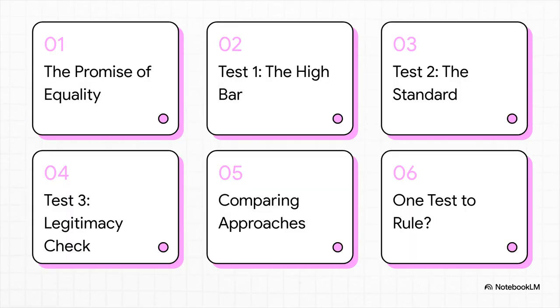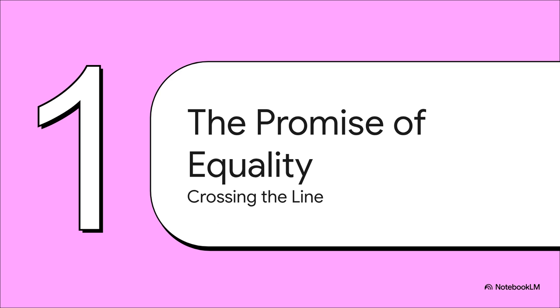So here's how we're going to break it all down. First, we'll look at that core promise of equality. Then, we're going to examine 3 competing legal tests that the courts use. Think of them as contenders in a ring, each with their own strengths and weaknesses. And finally, we'll get into why there's a big debate raging over which one of these should be the ultimate standard.